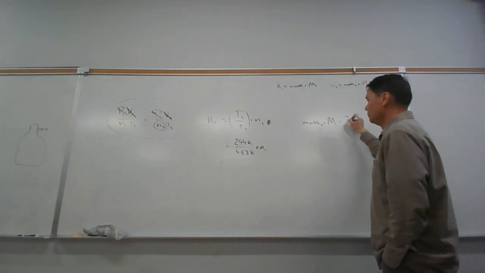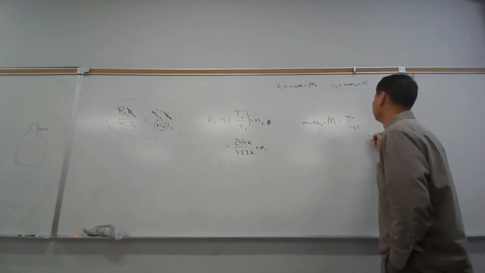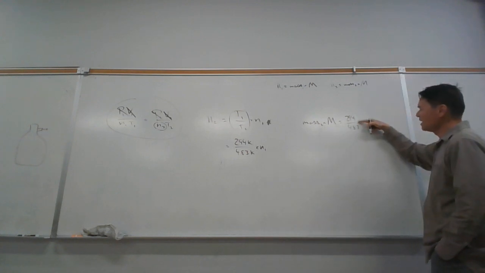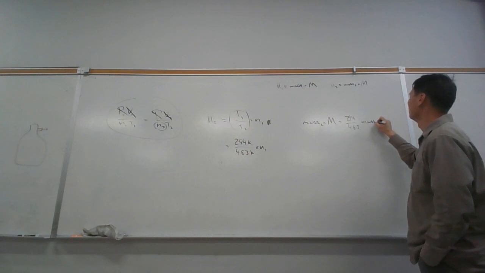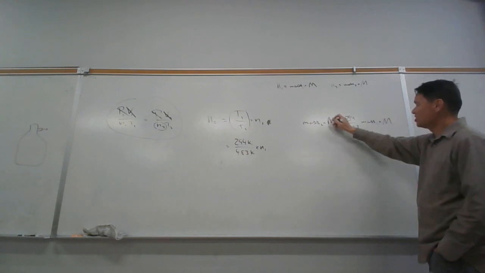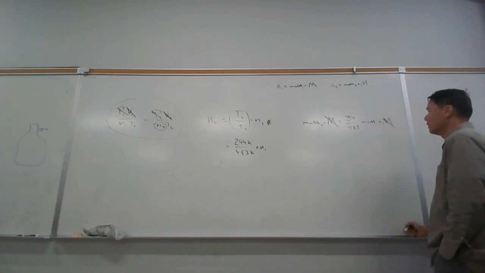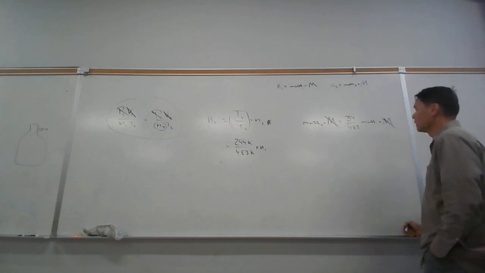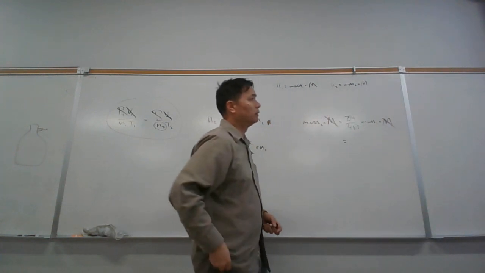And this is going to equal 294 over 483, which is less than half, times N1, which would be the mass 1 times the molar mass. Since the gas didn't change, the molar mass stays the same, so we can cancel that out. And so we'll just see what it comes out to.